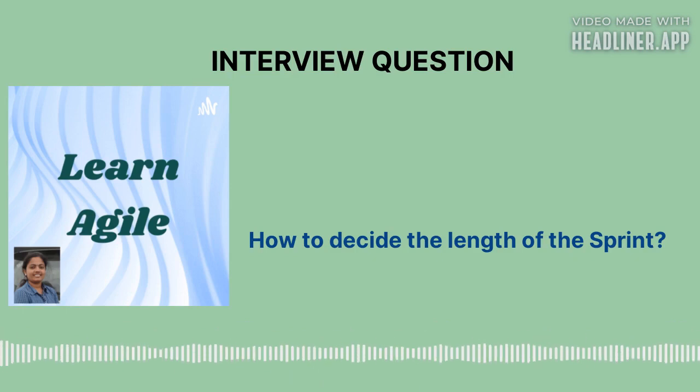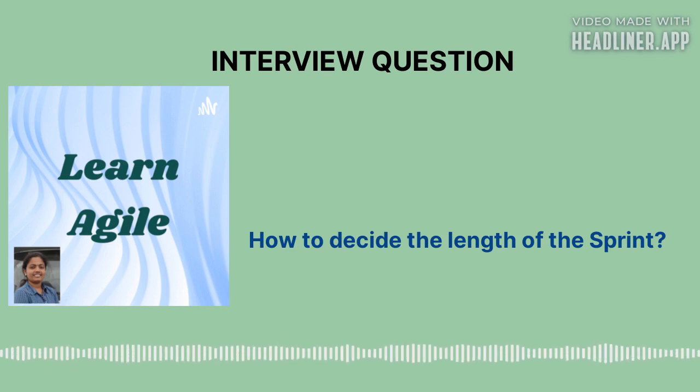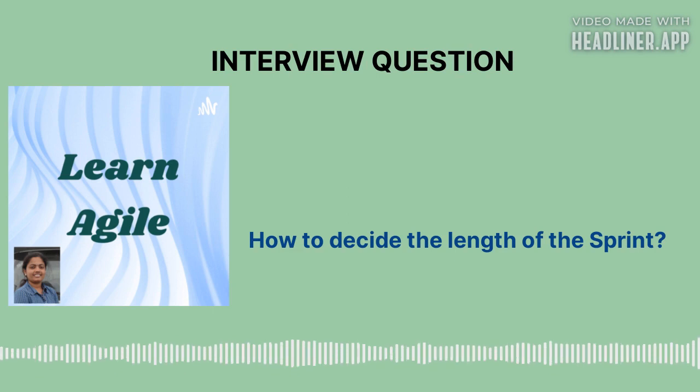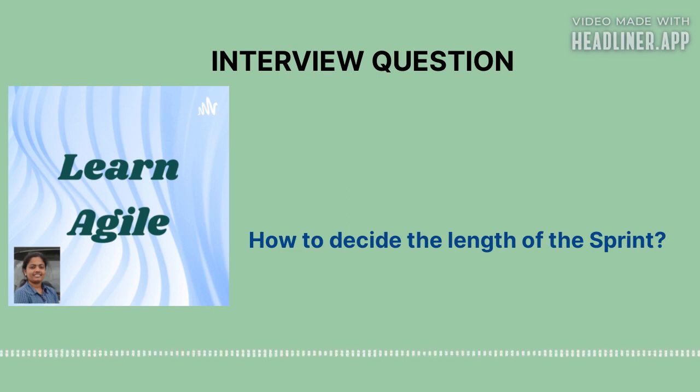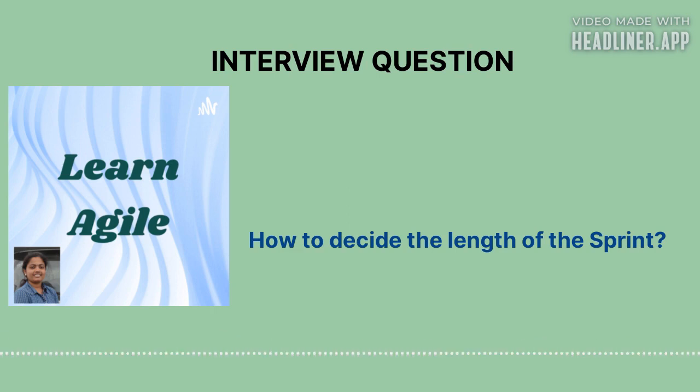Today's interview question is how to decide the length of the sprint. Length of the sprint is the number of days that the sprint is getting executed. It can be of a week time, 2 weeks or 3 weeks. Now the question here is how are we deciding whether to go ahead with 1 week sprint or 2 week sprint or 3 week sprint?